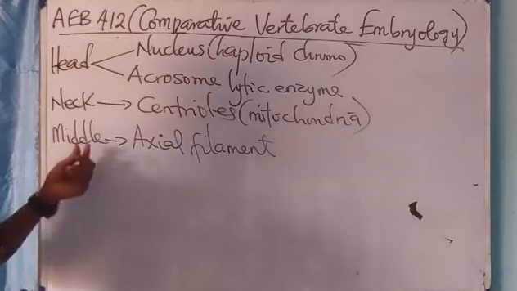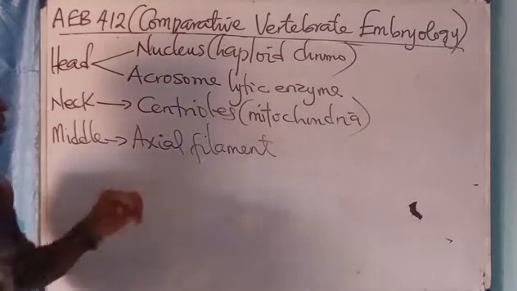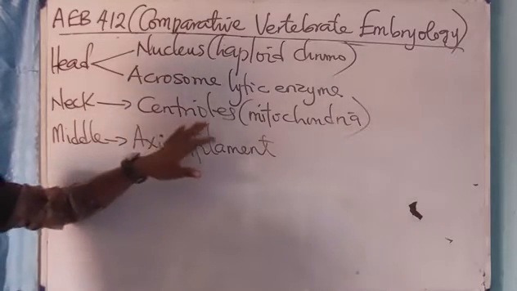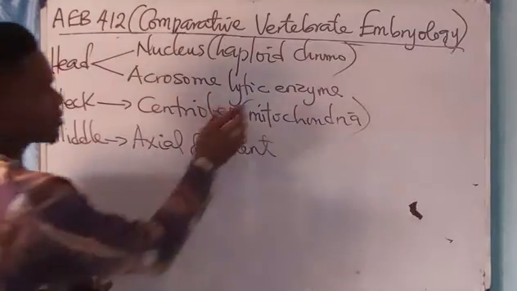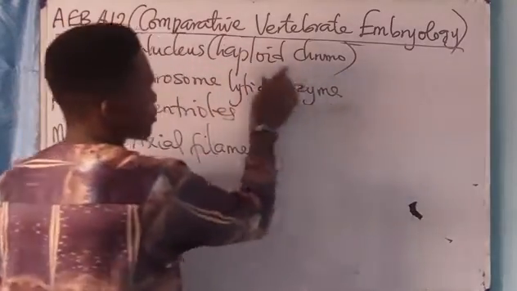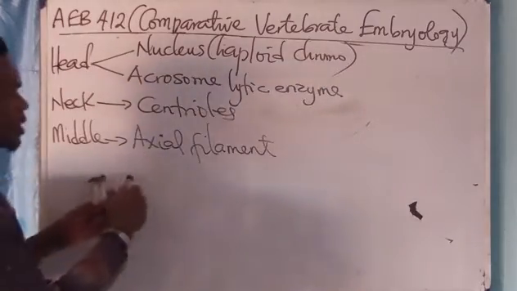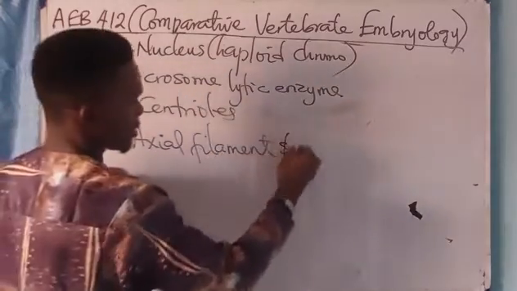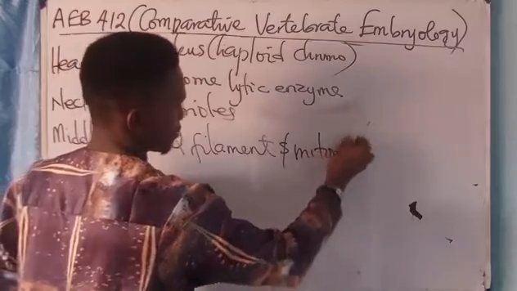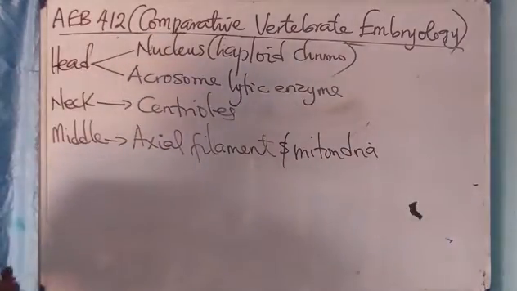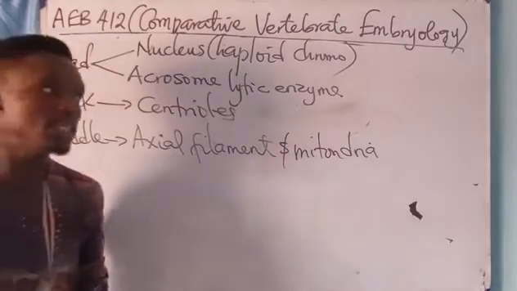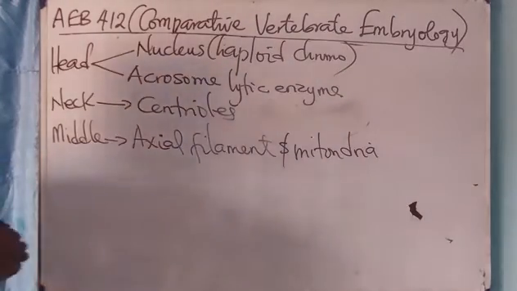Now, in the middle piece, you have the axial filaments. In the neck, you have the centrioles, okay? Sorry, it is in the middle piece that you have the axial filament and mitochondria. All right. Mitochondria and filaments are found in the middle piece of the sperm, okay? And it has the tail.